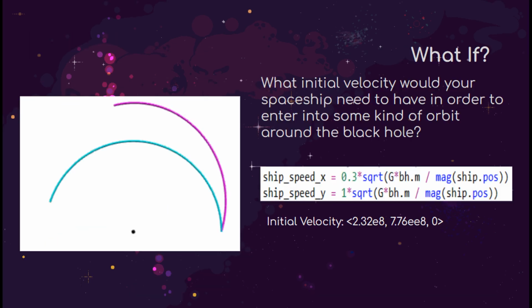When asked what initial velocity your spaceship would need to have in order to enter some kind of orbit around the black hole, my process was still a bit trial and error, but with the help of a derivation of the universal gravitation formula, which yielded the figure to your left and the equations and velocity vector to your right.